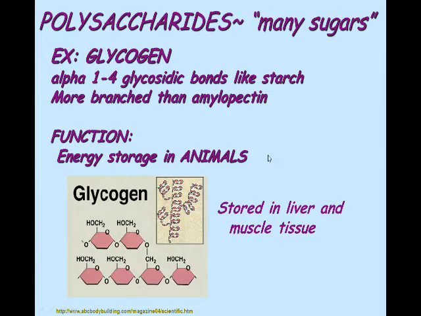The other kind of polysaccharide, the one that animals make, like you, is glycogen. Also notice we're making 1,4 glycosidic bonds like starch. It's more branched than even the amylopectin. And this is the way that animals store their sugar for later. Animals store their sugar in their muscles and in their liver, and we join glucose molecules together to make glycogen.